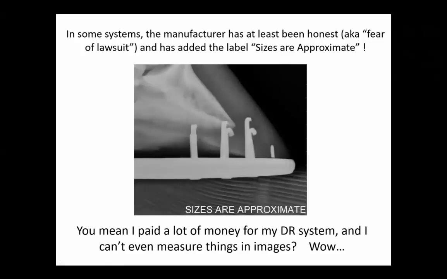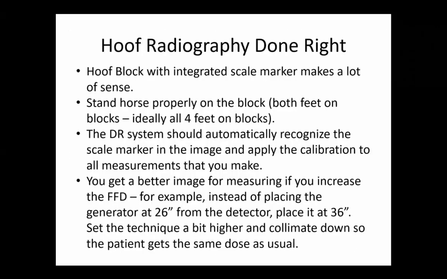So I think this is all going to change now. I mean, it's kind of crazy the amount of money spent on radiography systems, and they don't make it easy to take a measurement, right? So I think hoof radiography done right is something like this. A hoof block with an integrated metal scale marker makes a lot of sense. Nothing else to handle when you're handling the horse.